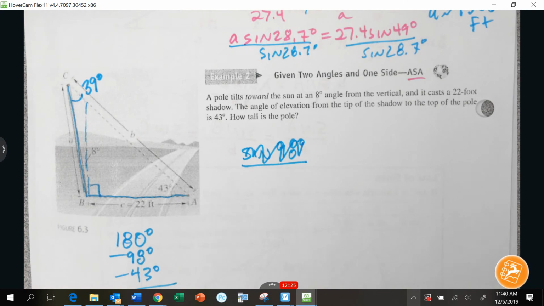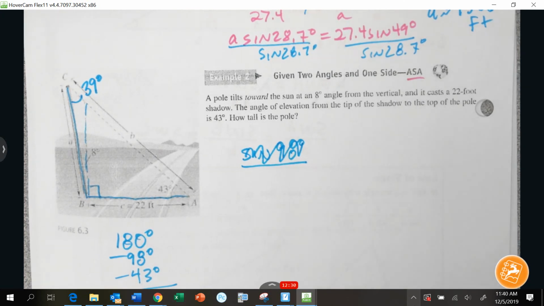So the first thing I did was find angle C is 39. We'll finish after lunch. Have a good lunch.